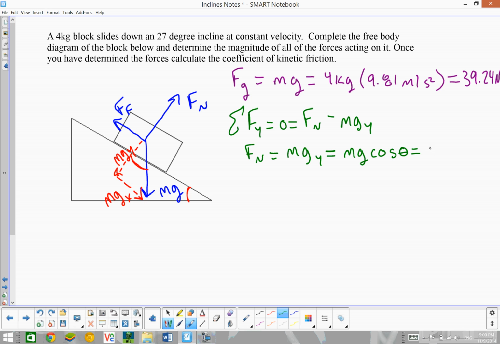Remember, mg is what we just found, 39.24, times the cosine of 27 degrees. And it looks like we have a value of 34.96. I'm going to go ahead and round that up to 35 newtons. That's my normal force.